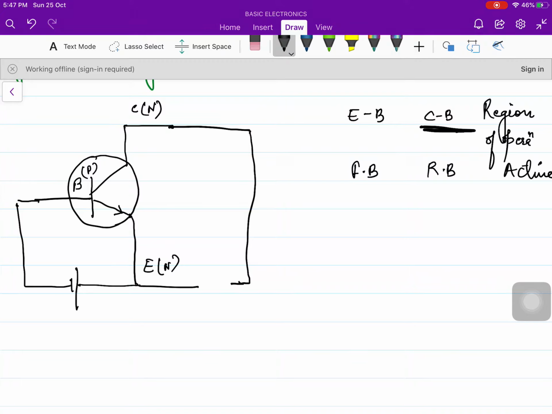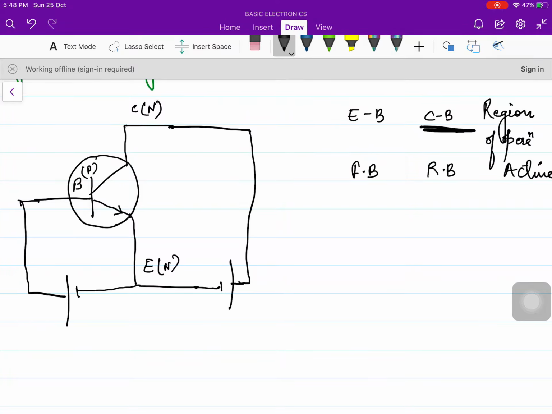Collector is of N type. To reverse bias it, connect it to the positive and then negative. So this is how we connect. I think I have drawn the wrong battery on the emitter base junction side. We are going to forward bias it. So base is of P type.